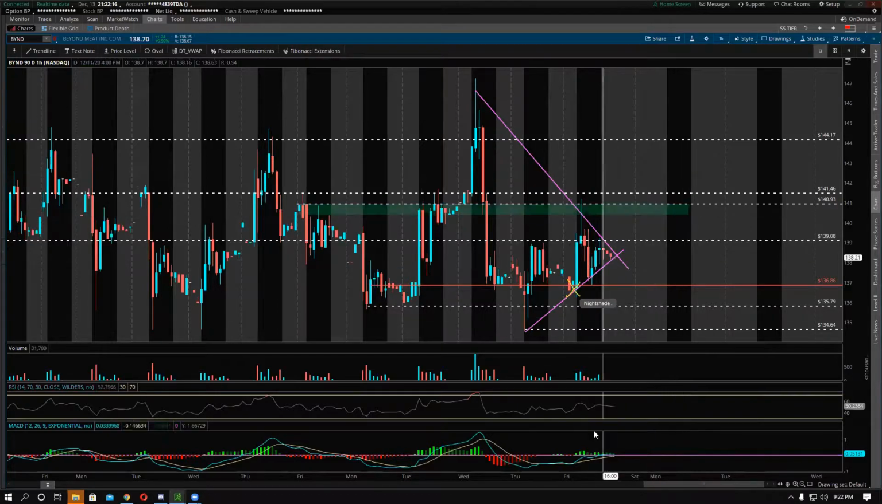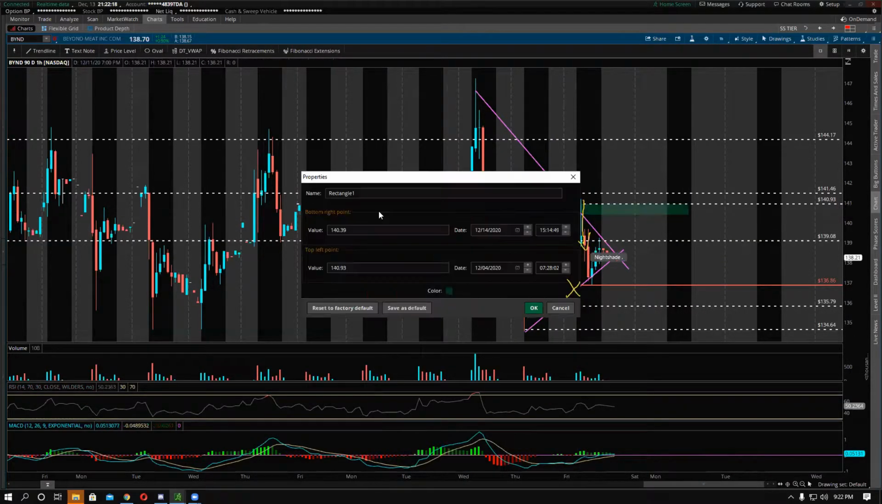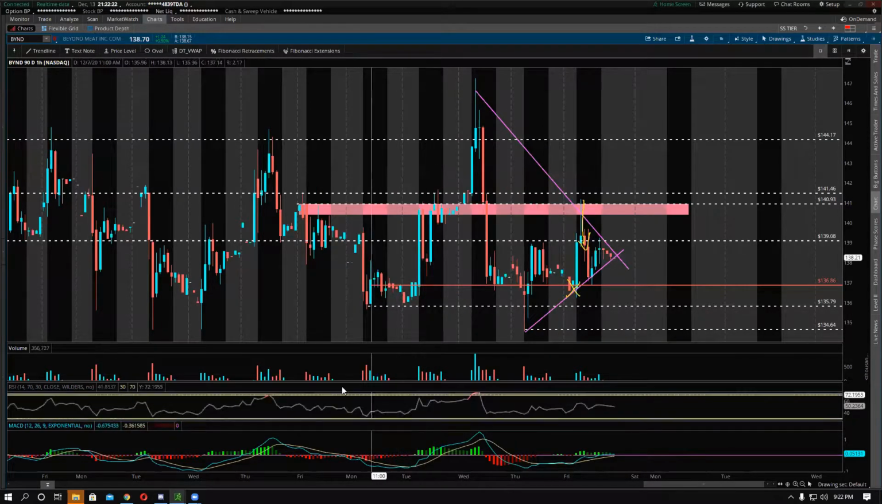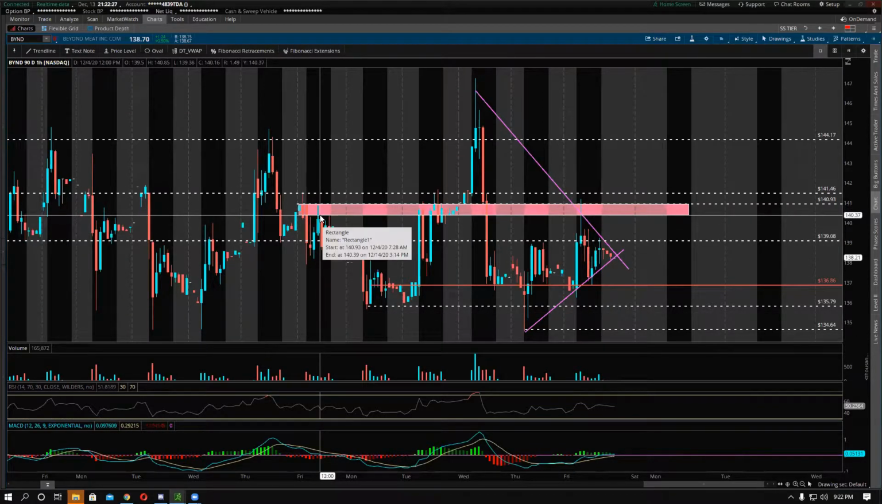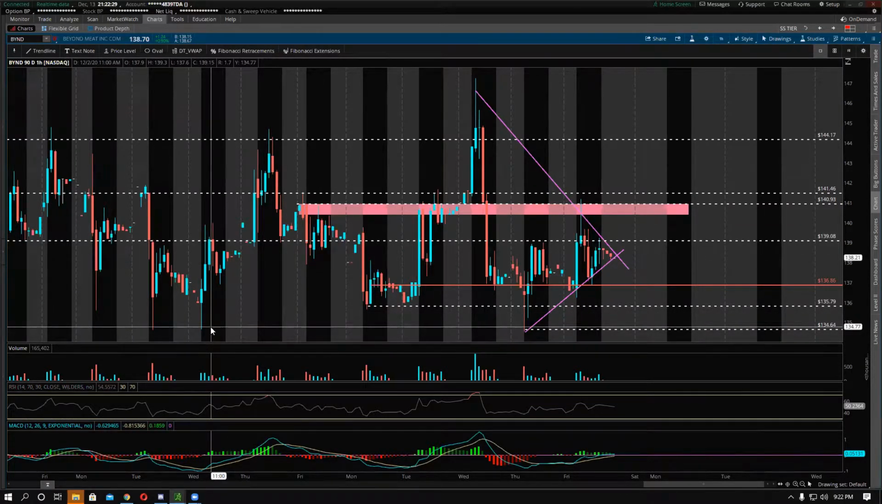Because if you get in here and then get caught on this drop, you might end up selling your contract for a loss. It's pretty stupid with options, right? But you want to be selling on upward momentum if you have calls, and downward momentum for puts.